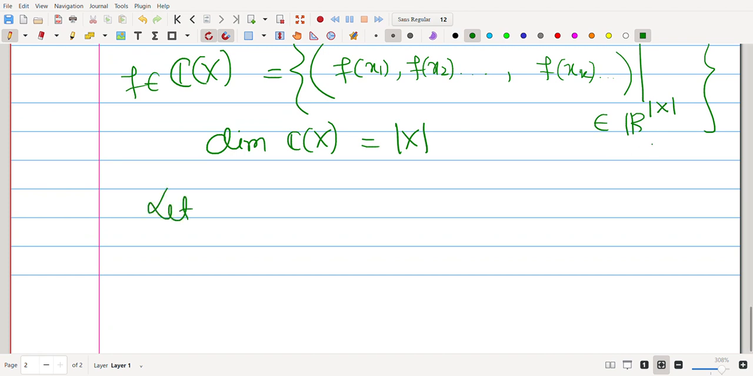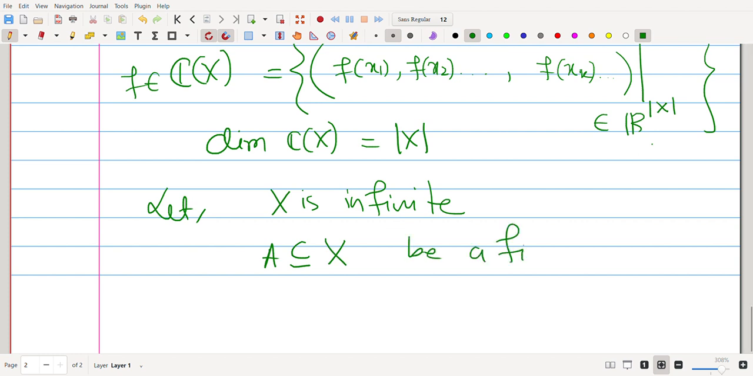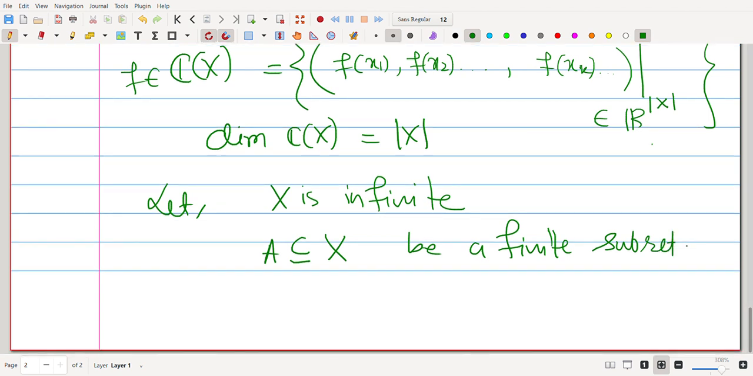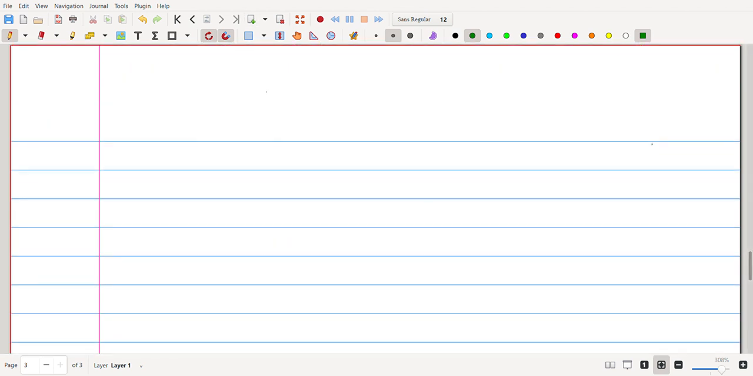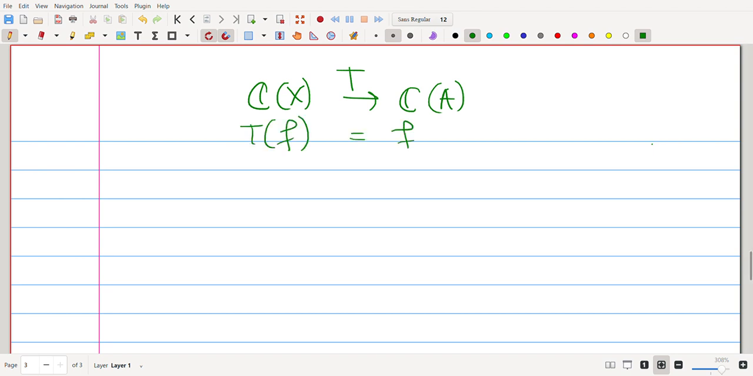Now let X be infinite, and let A, a subset of X, be a finite subset. Now I can define an obvious map from C(X) to C(A), call it T, where T(f) equals f restricted to A. And T is linear clearly, by definition.